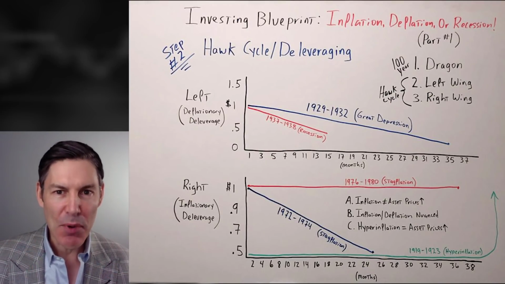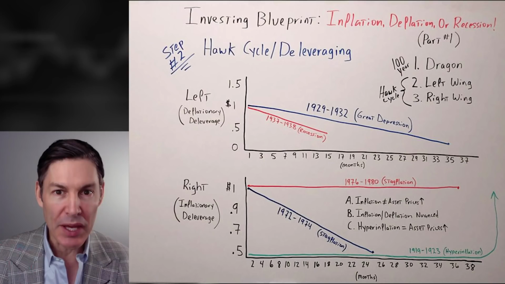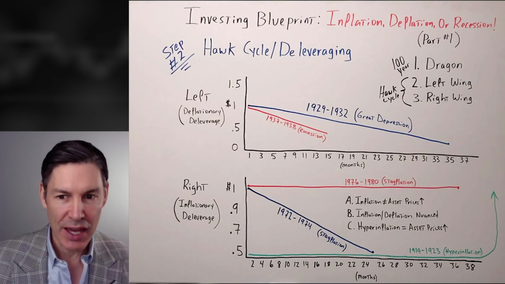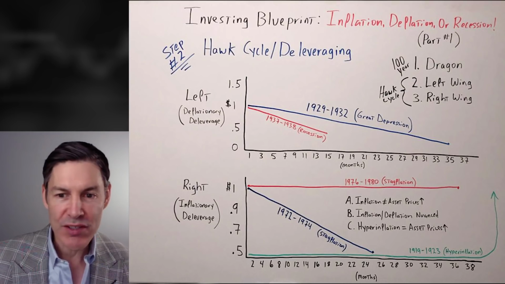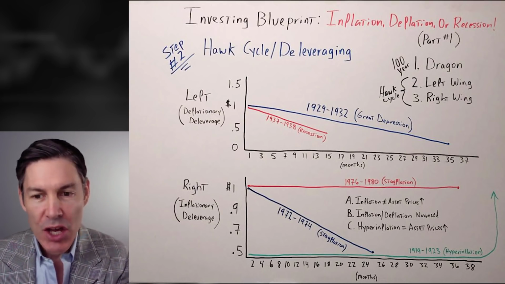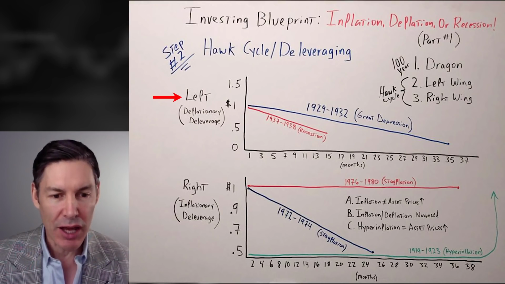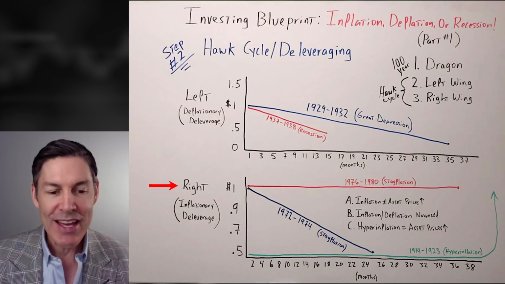Step number 2. Let's take a deeper look at the hawk cycle. This is the deleveraging phase we're most likely in right now and will be in for the next decade. Chris Cole describes this as the left wing of the hawk and the right wing. The left wing is a deflationary deleveraging. The right wing is an inflationary deleveraging.